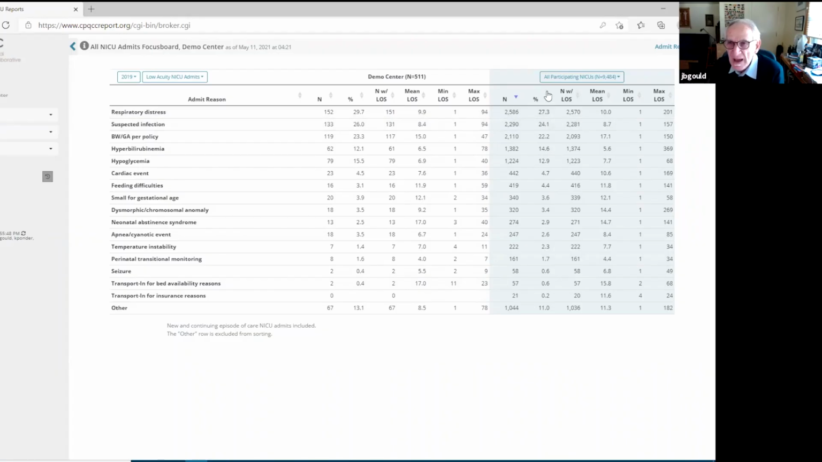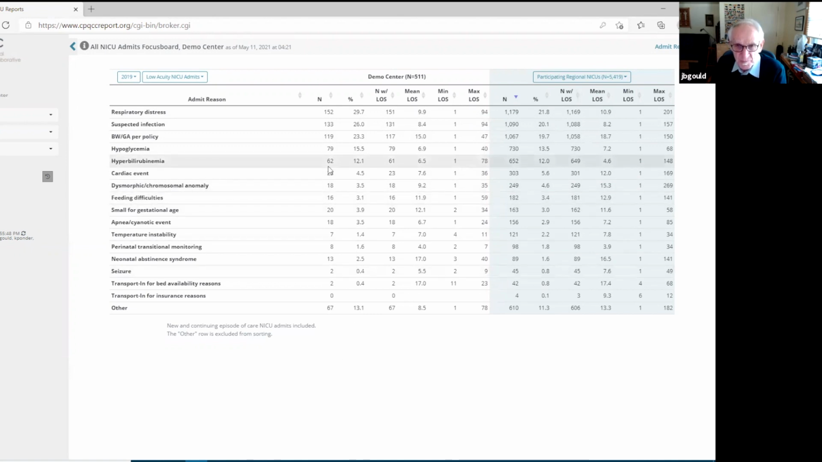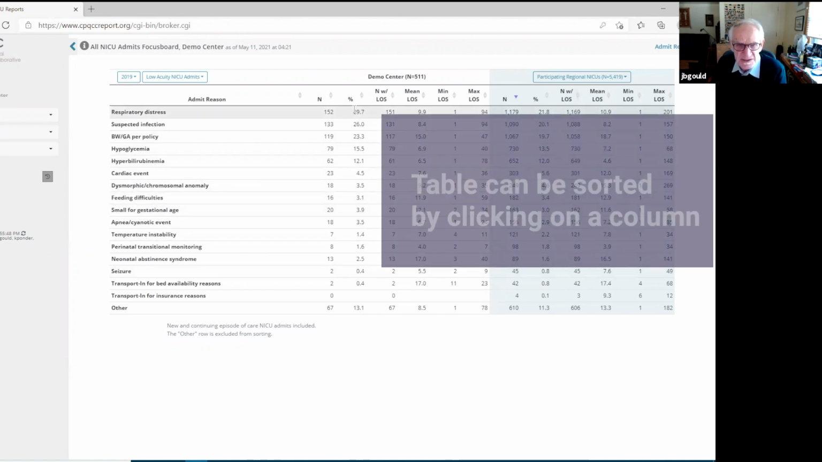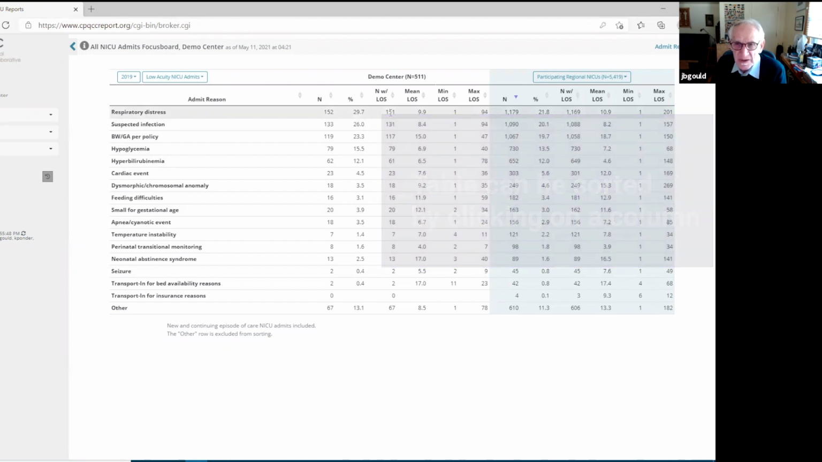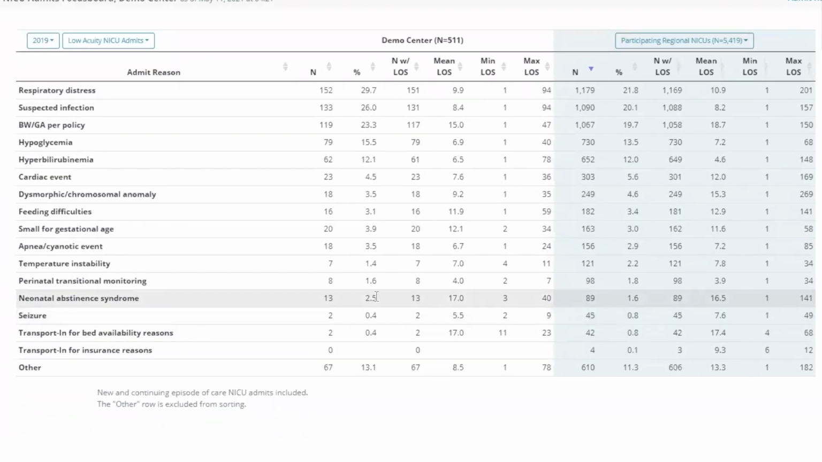And we can compare that to all participating NICUs or to all your community NICUs. And you can see the ranking is based on everybody. And then you can see if your ranking follows suit. Not only do you get the percentage of kids by each diagnosis, but also their mean length of stay, as well as the minimum and the maximum in your NICU. So it's kind of interesting that some kids, like neonatal abstinence syndrome, were only 13 out of the 511 kids, and that's only 2.5%.